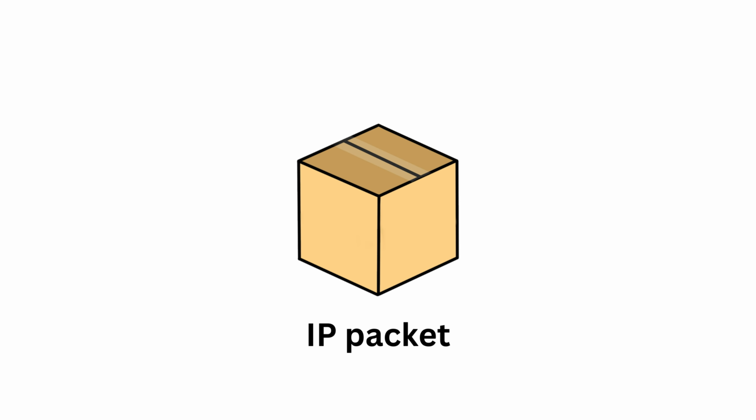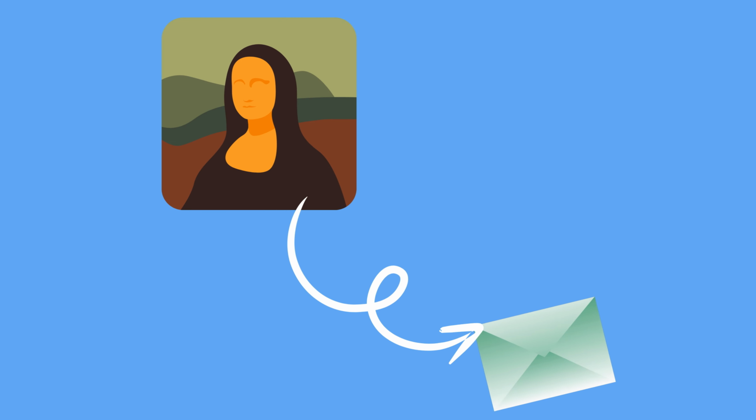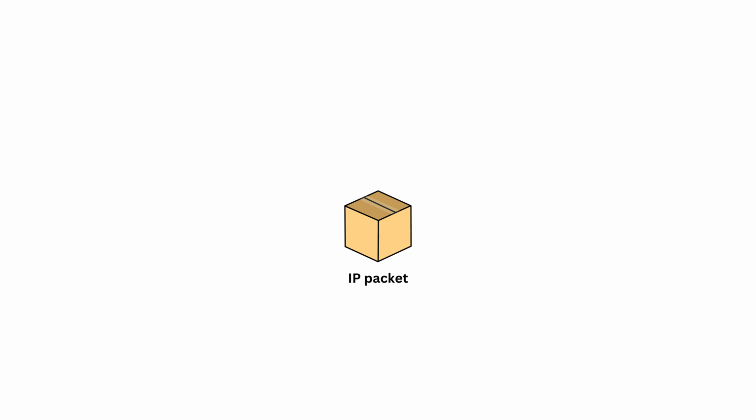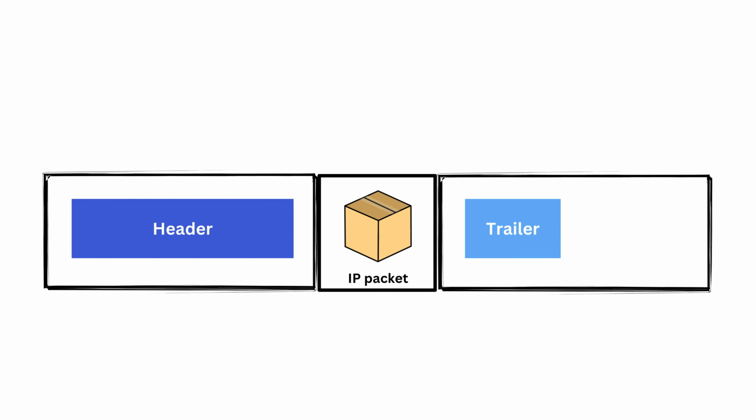Before our packet can hit the road, there's one more important step, encapsulating it in an Ethernet frame. Think of it like putting the Mona Lisa in a special delivery envelope so she can travel safely. At the data link layer, Ethernet steps in to wrap the packet with the information it needs to get through the first leg of its journey, starting with router 1.